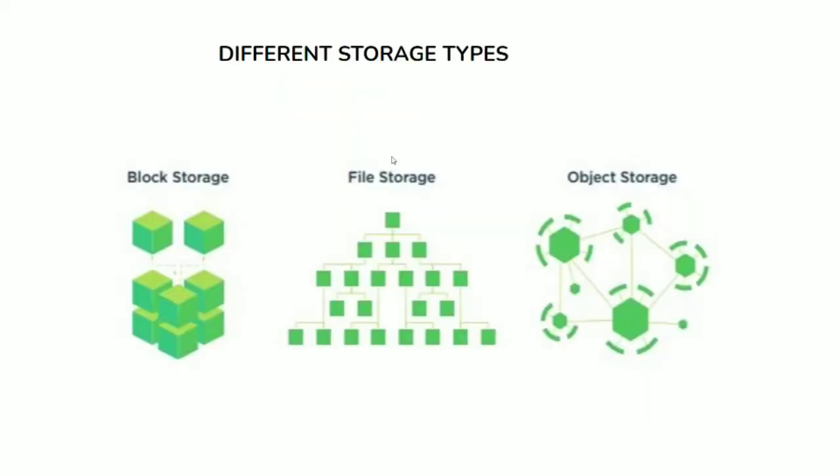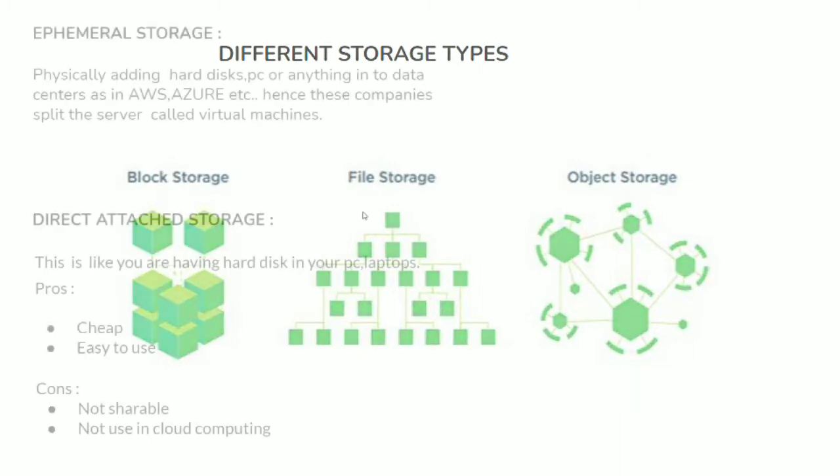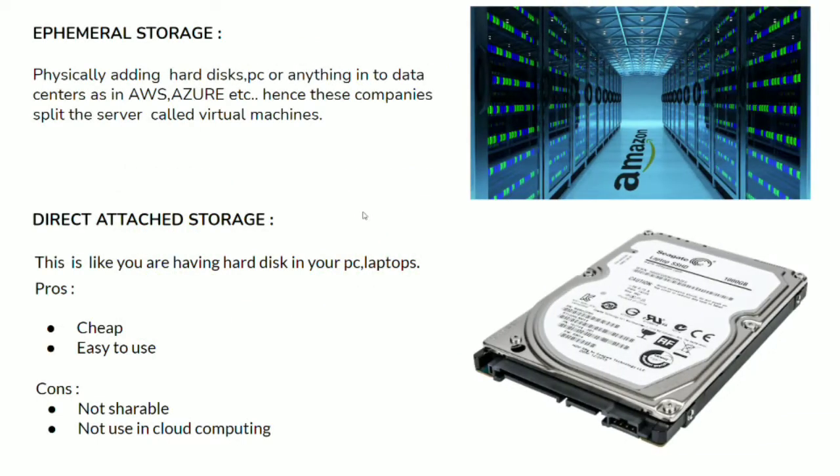Let's see about different storage types: block storage, file storage and object storage. Before moving on to the storage types, let us see some basic storages, that is ephemeral storage. In ephemeral storage, Amazon and Azure have their big data centers, and a person physically adds hard disks into the data center. They have very big space inside that, hence they divide it into virtual machines, which is now used in cloud computing.